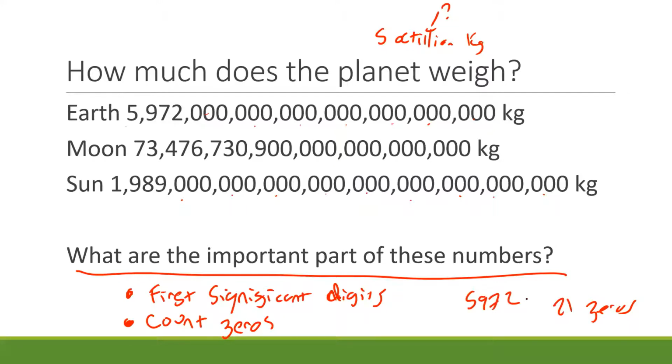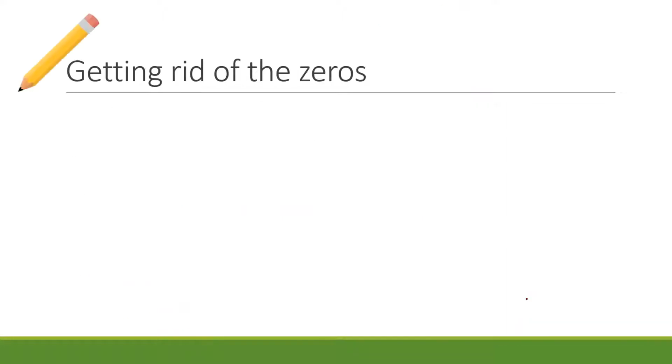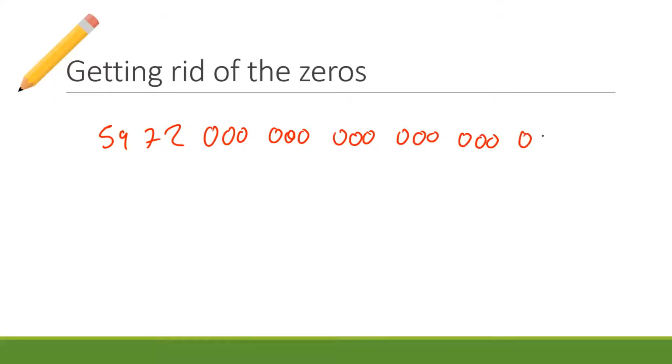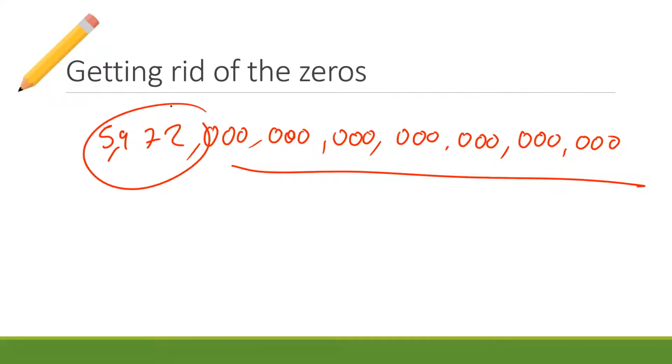So I could go to a completely brand new slide and go, well, I know that's going to be 5972. And then there were 21 zeros: 1, 2, 3, 4, 5, 6, 7, 8, 9, 10, 11, 12, 13, 14, 15, 16, 17, 18, 19, 20, 21. That is the same number, because what I did was I memorized how many zeros and this number at the start, which is the significant part.